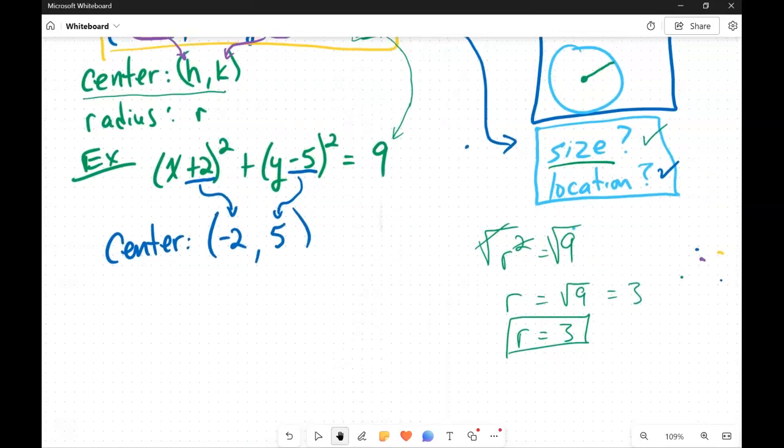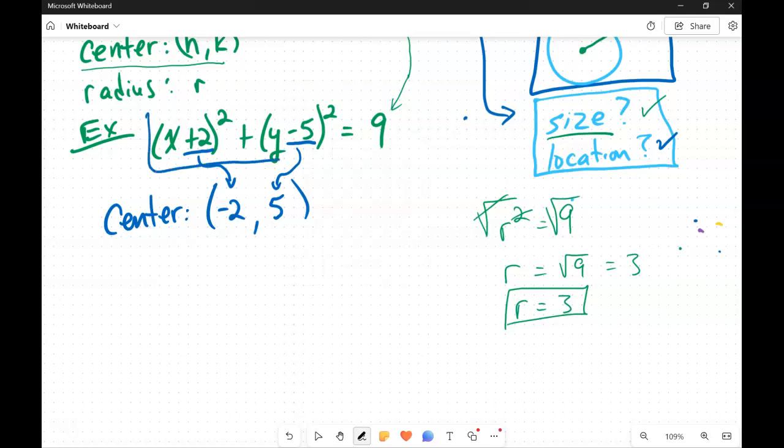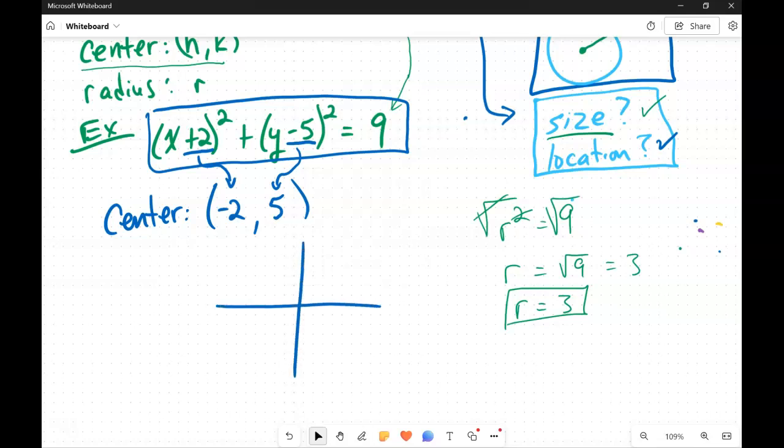So with this equation, we have now figured out the two properties of this circle that tell us how this circle exists, basically. Okay, so if we look at that in terms of graphing, this is just going to be a rough sketch. I'm not going to do anything super specific here. I know that I have a center at (−2, 5), which means that I'll go left 2 and then up 5. 1, 2, 3, 4, 5. So that would be the center.